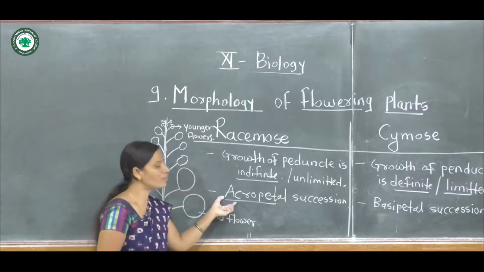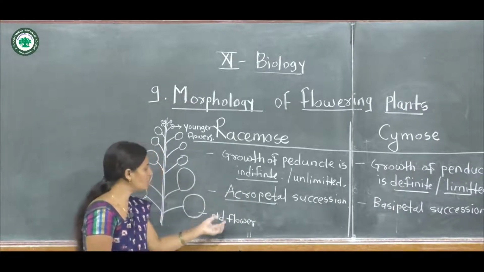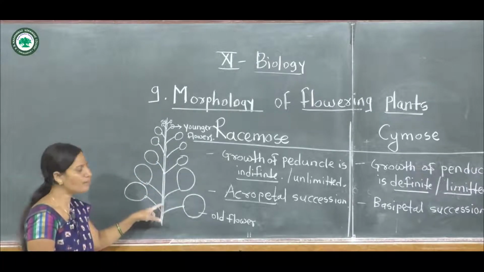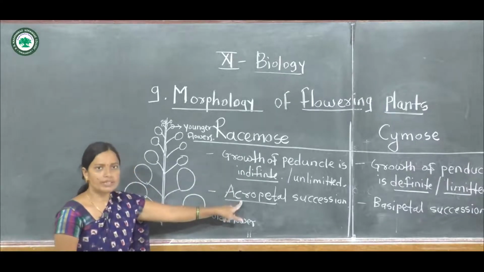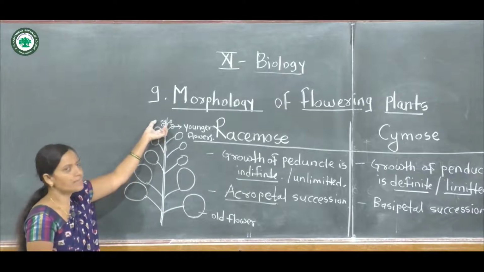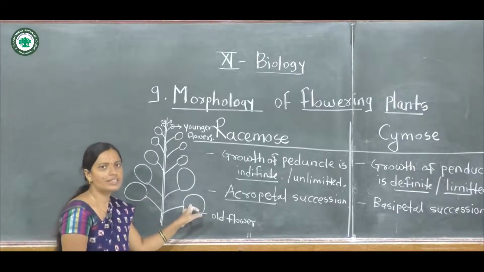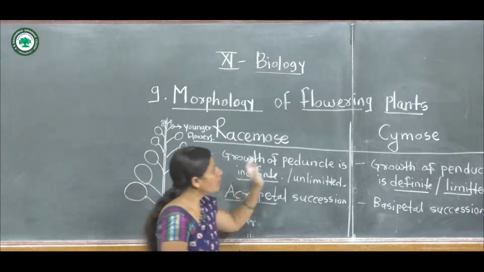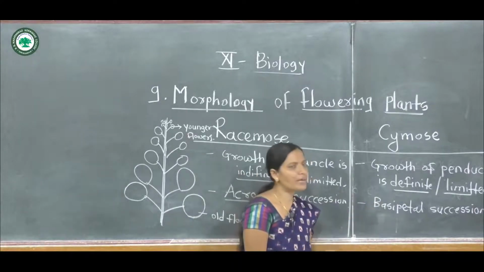In the racemose type of inflorescence, the arrangement of flowers is acropetal succession. This means that at this peduncle the flowers arise in a specific manner, and this growth is indefinite, and the arrangement is acropetal, means the older flower is present at the base and the younger flower is present at the apex region. In the cymose type of inflorescence, it is a basipetal succession.